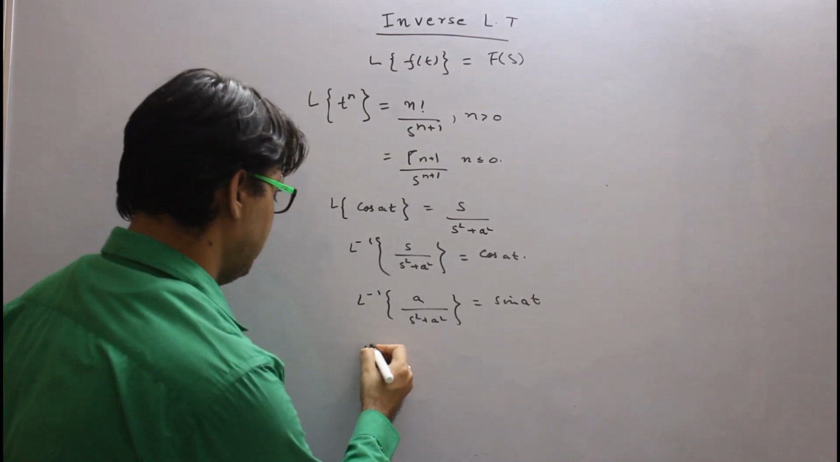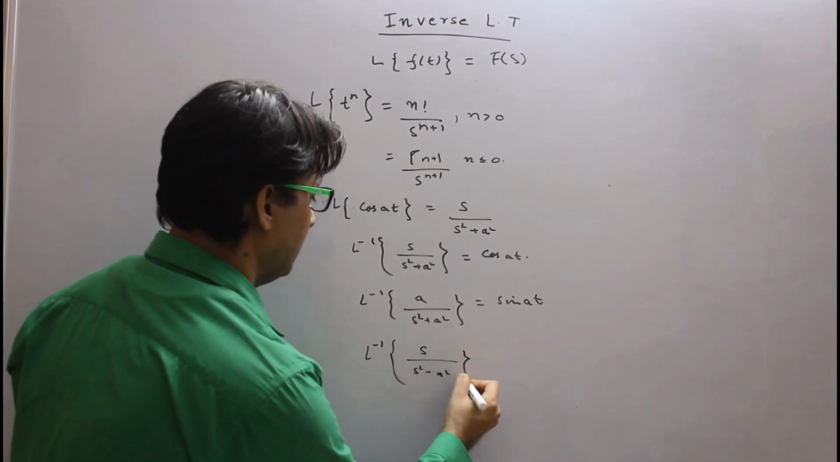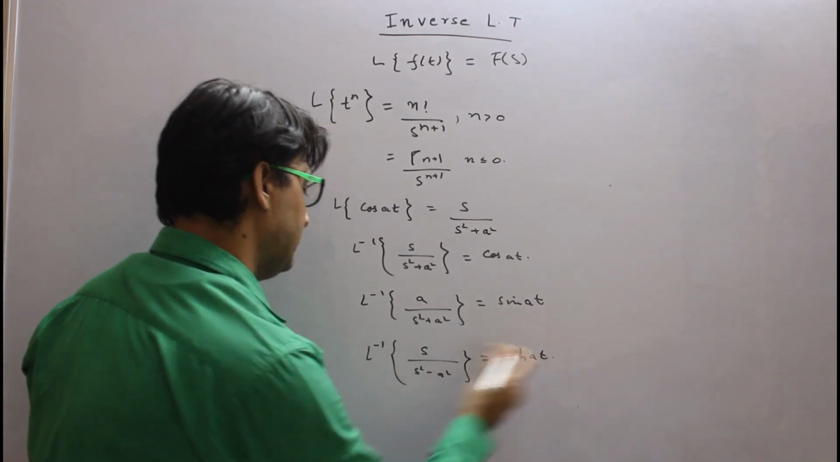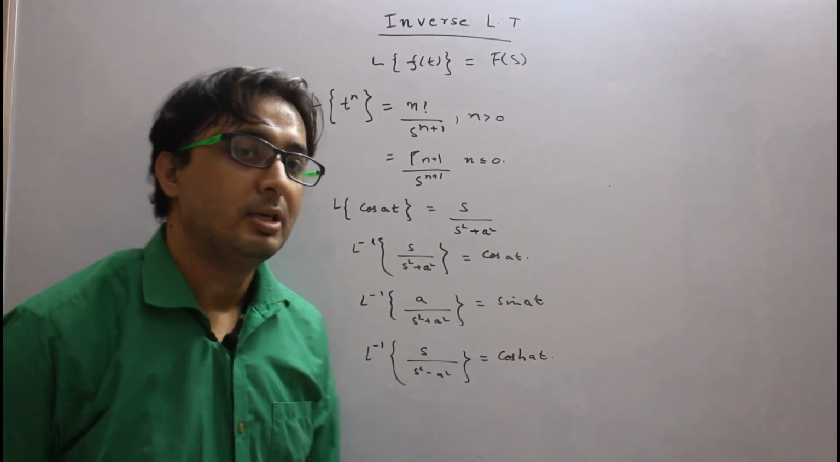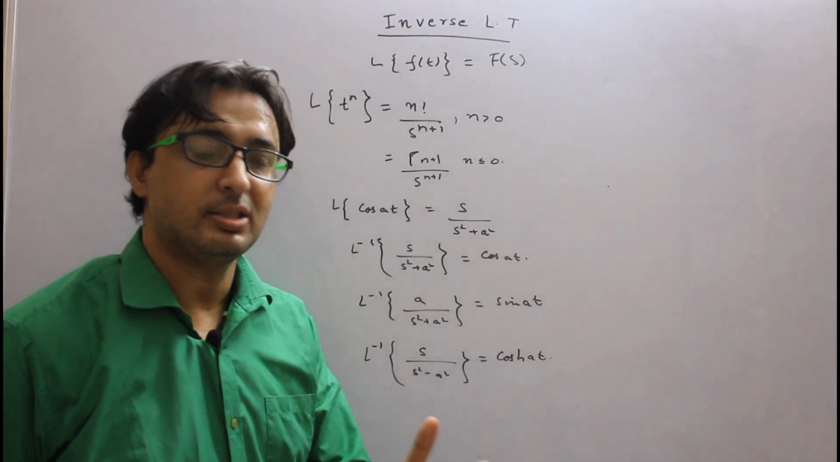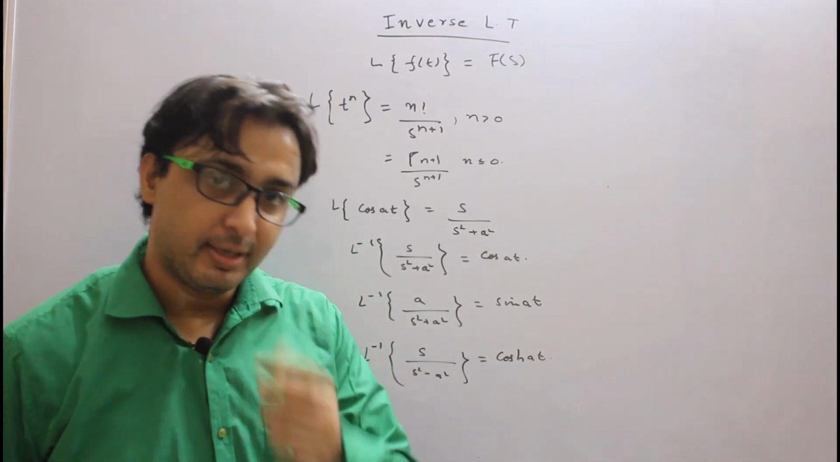Also, you can say s by s square minus a square is equal to cos hyperbolic at. So its inverse is cos hyperbolic at. So there is no need to derive all of this because we have already done that. It is just the reverse. All we have to do is remember the standard results and solve the questions.